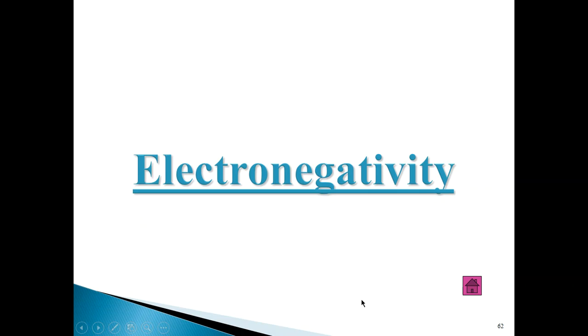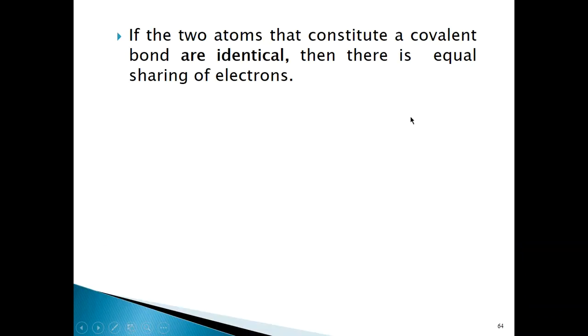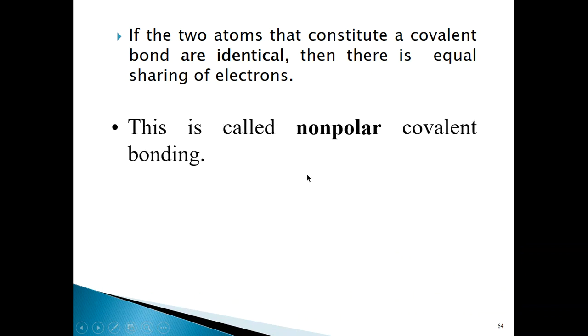All right. Here's another term that I need to introduce to you, electronegativity. The definition of electronegativity is basically the attraction that an atom has for the shared pair of electrons in a covalent bond. So if you have two atoms connected to each other by a covalent bond, the level of attraction that an atom will have for the shared electrons, we call that the electronegativity. Now, if you have two atoms that are identical, they will have equal electronegativity because they will have equal attraction for the shared electrons.